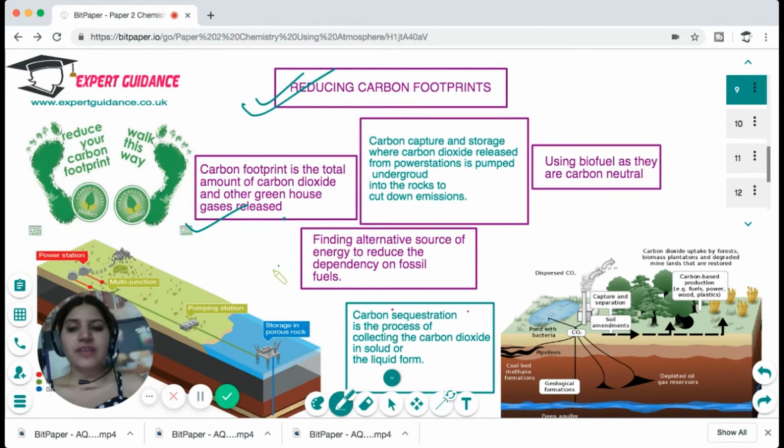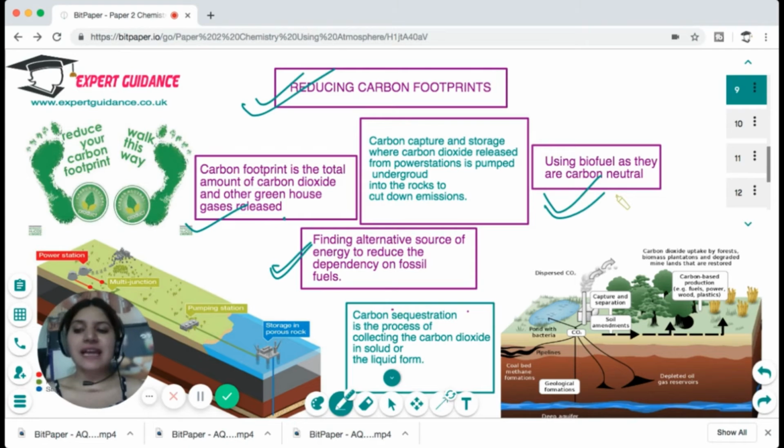First, we can find alternative sources of energy to reduce the dependency on fossil fuels so that we can cut down the carbon dioxide emission. Then we can use biofuels, because biofuels are carbon neutral. Biofuels also burn and release carbon dioxide, but since they are plant-based, the plants have already used up carbon dioxide from the atmosphere, and the same amount of carbon dioxide they're releasing, so they're not adding any extra carbon.